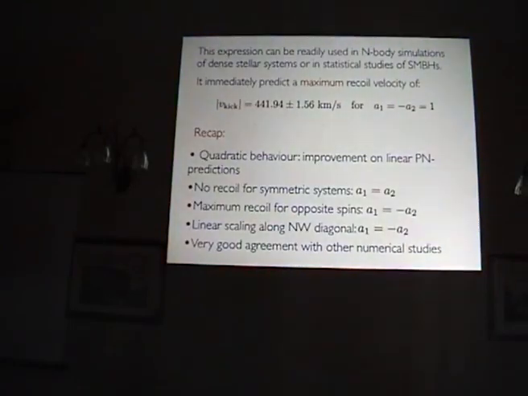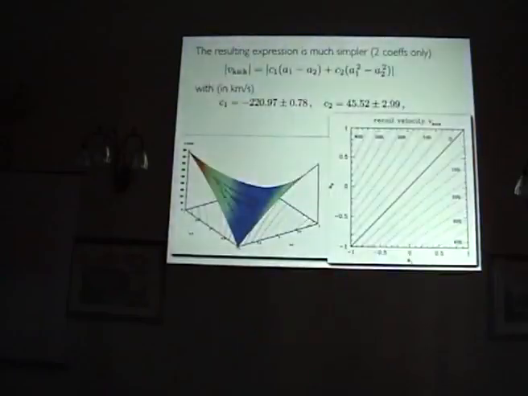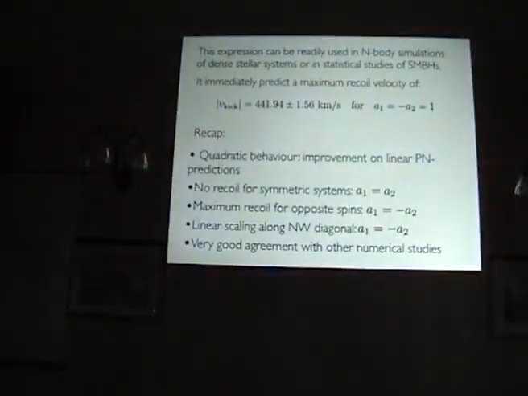So just to recap, what is nice about this formula is that it gives you an improvement over the linear PN predictions, tells you there is no recoil for symmetric systems, that the maximum recoil is for A1 equal minus A2, and there is a linear scaling along the diagonal. So this is probably not quite clear, but when you are along this sequence here, you are linear because this term cancels out, and so you really have just a linear growth in this direction. So it's quadratic in general, but it's linear in this direction. And this also explains why other groups have recorded a linear growth, because they were looking at that in this direction. So, as I said, agreement without numerical signs.